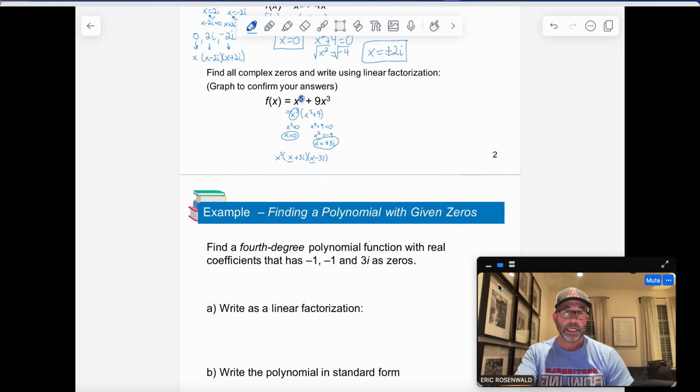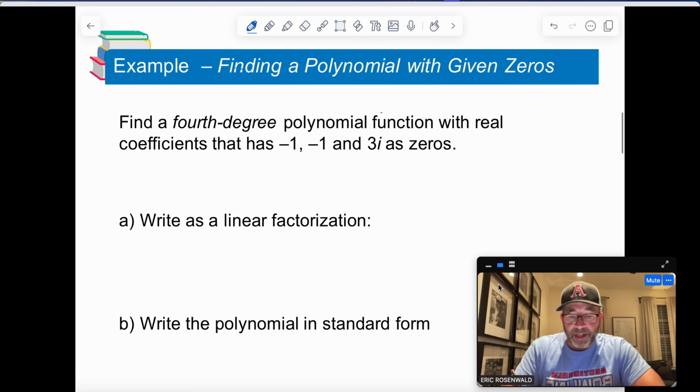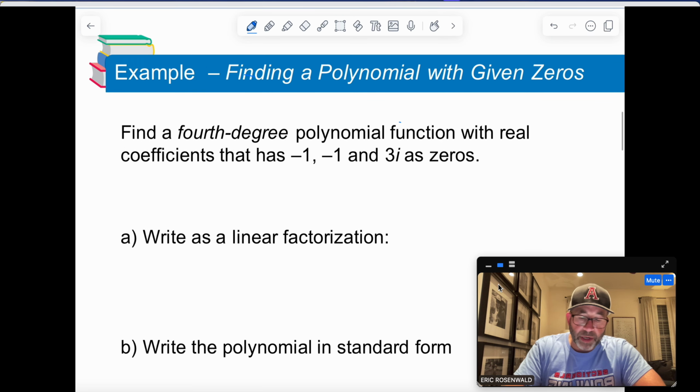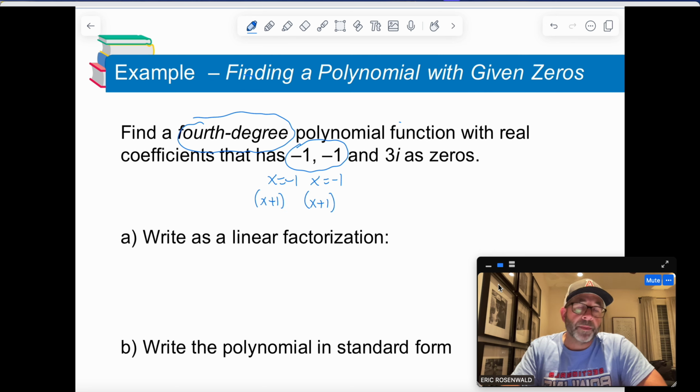All right, next one, it says find a 4th degree polynomial with real coefficients that has -1, -1, and 3i. This tells us right here that that -1, -1 is going to have a multiplicity of 2. So if we have x is equal to -1 and x is equal to -1, that means we're going to have x plus 1 and x plus 1 for the factors. Okay, so x plus 1 squared.